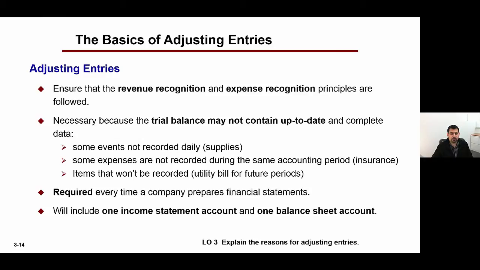And this is why companies, right before they start preparing the financial statements, have to prepare those adjusting entries that would fix this information and update the trial balance. Usually those adjusting entries would include one income statement account such as revenue or an expense, and one balance sheet account such as a liability or asset.